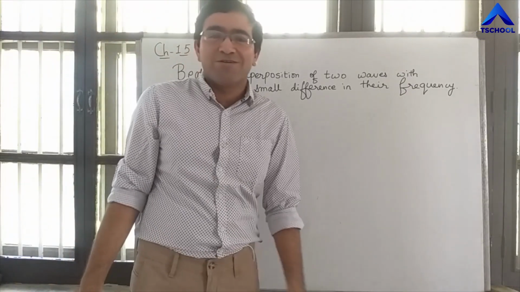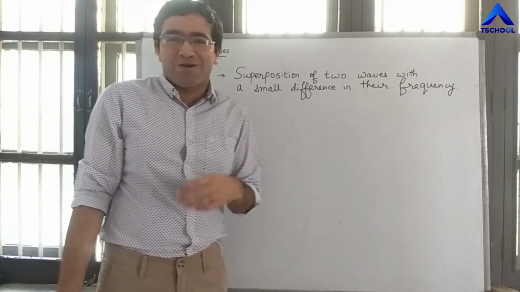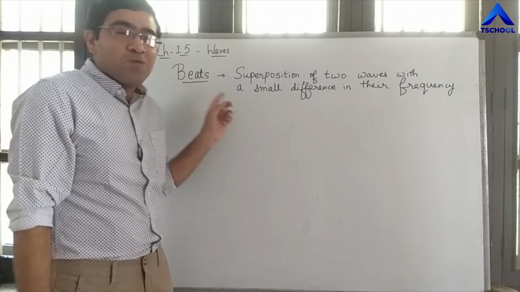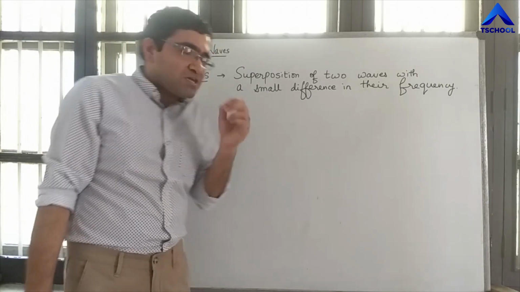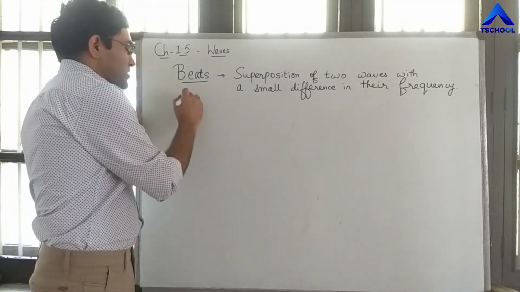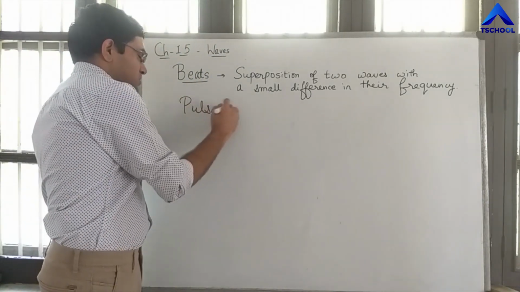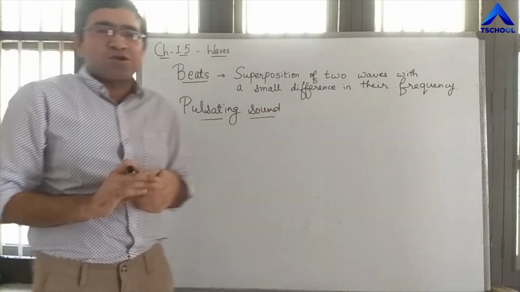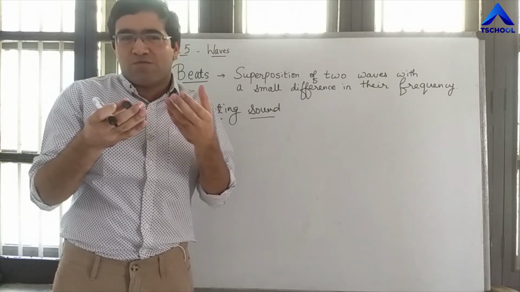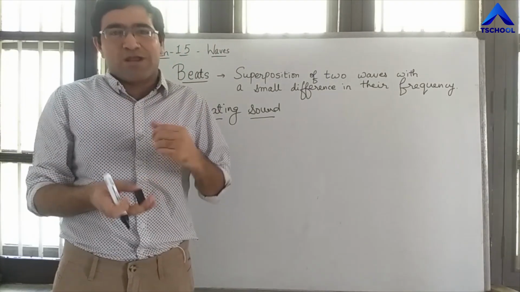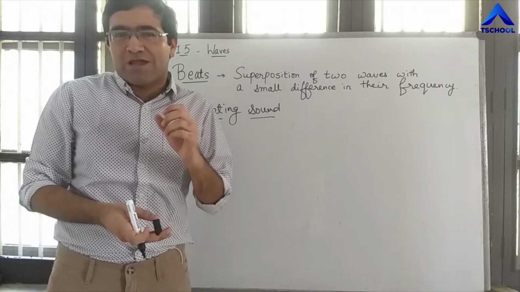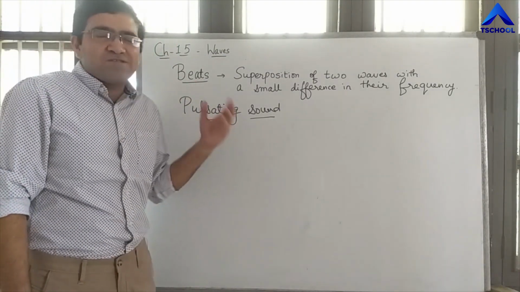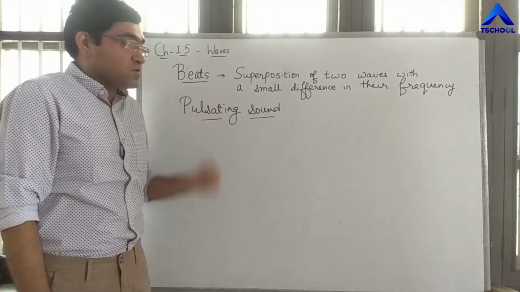Hello everyone, this is the second class of the waves chapter, and now here we are going to study the phenomena of beats. Now beats is actually a pulsating sound. It grows larger in amplitude for a small time and then goes smaller in amplitude for a small time, just like a heartbeat. So why do we have this phenomena of beats? That's what we are going to study over here.